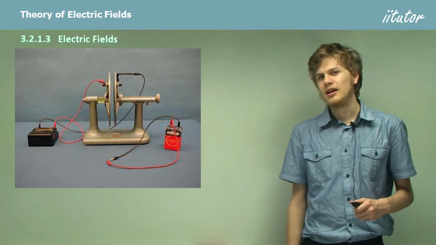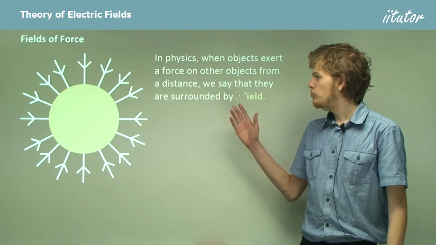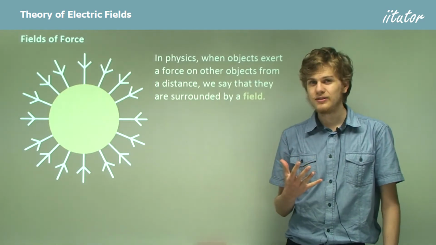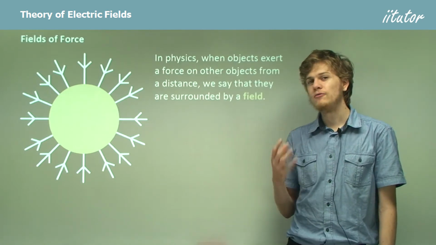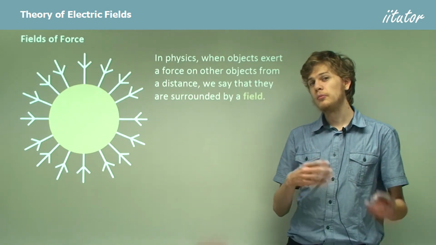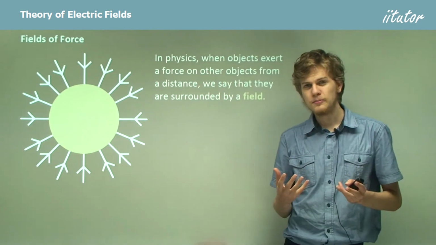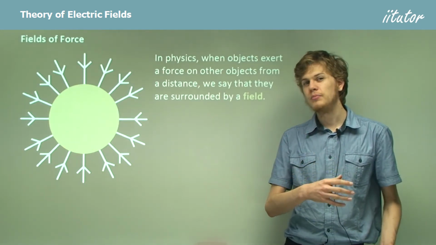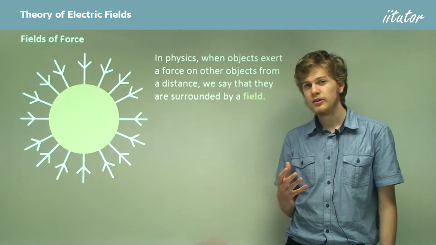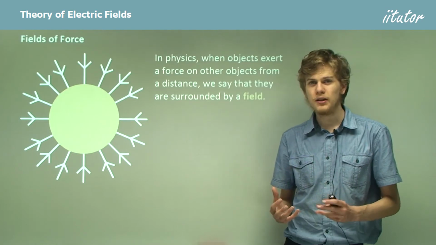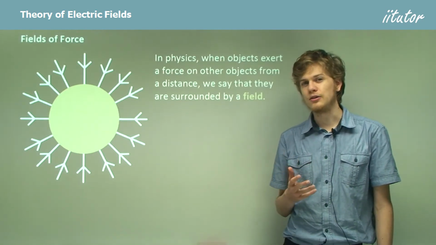So what exactly is an electric field? Well, in physics, whenever an object attracts another object at a distance without touching it, then we say that the object is surrounded by a field. This is true of a number of different fields in physics. We can talk about magnetic fields, which is the area where something can be attracted by a magnet. We can talk about gravitational fields, where something will be attracted by gravity. Or we can talk about electric fields, where things can be attracted by electric charges.